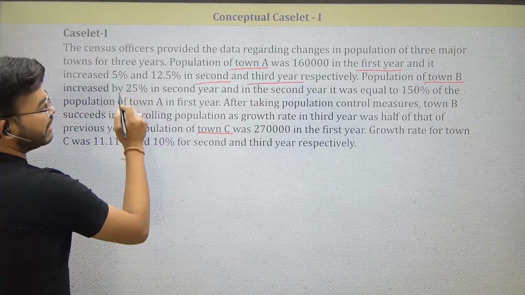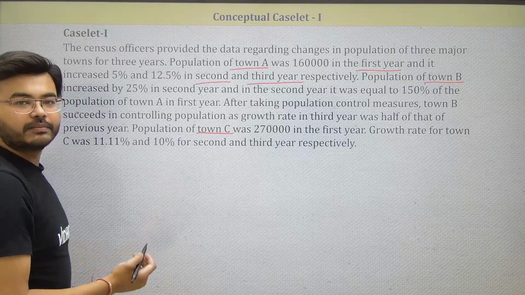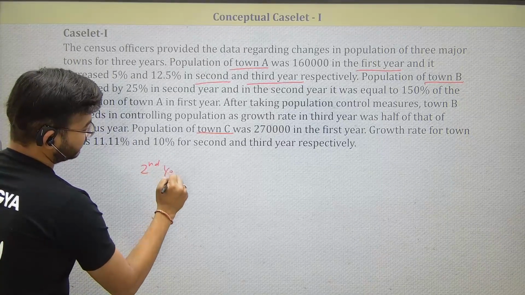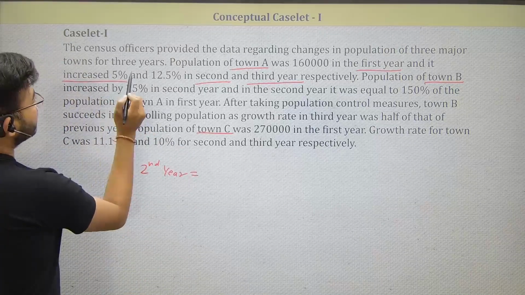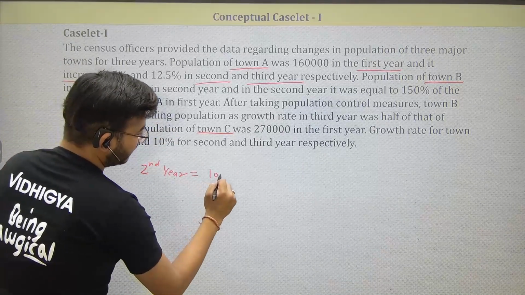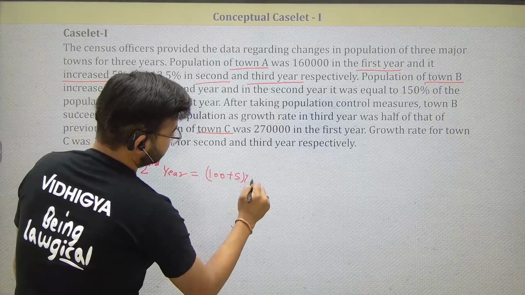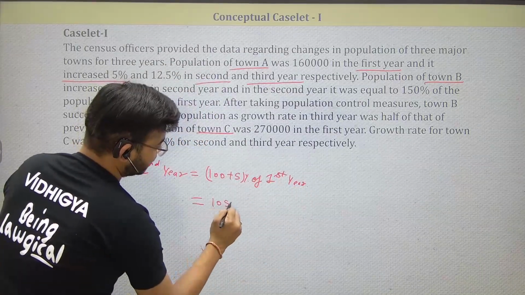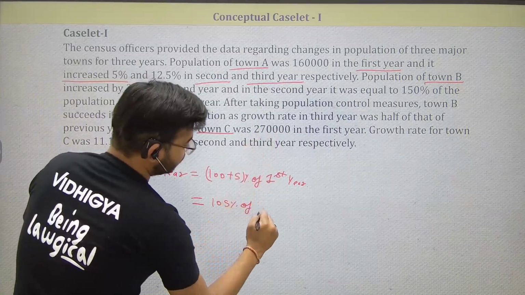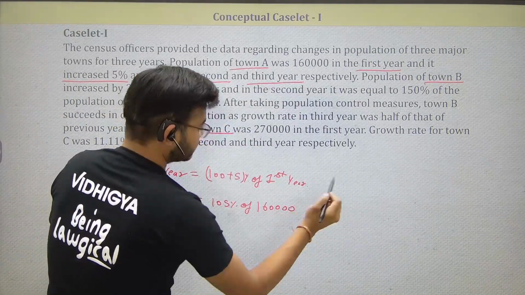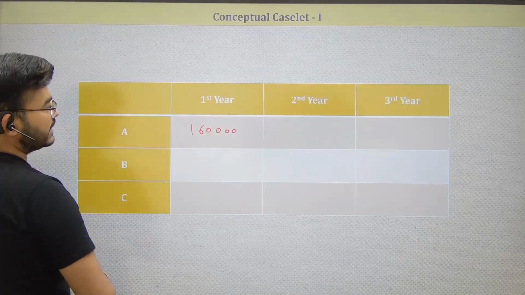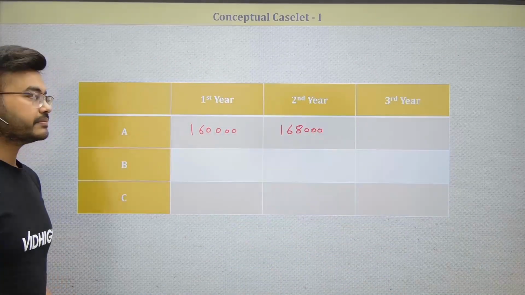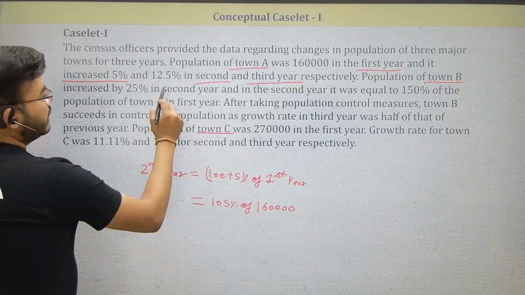If it is increasing by 5%, overall it will be 105% for the second year. It increased 5%, so it will now be 100 plus 5% of the first year, which equals 105% of the first year population, which was 1,60,000. If you calculate this, you will get 8,000 as the increase, so that will be 1,68,000.